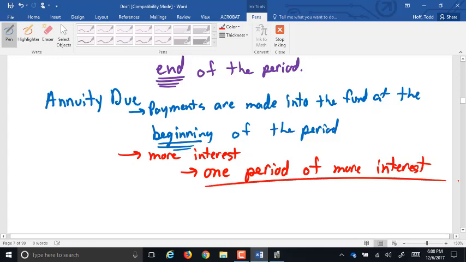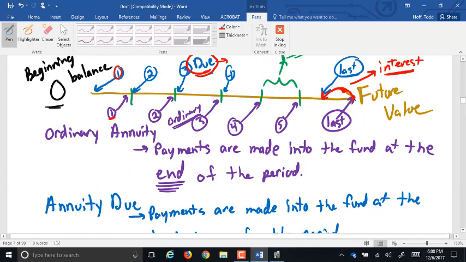So the math behind it is exactly the same. There's just one step added on for the annuity due. Because what would be the ending balance for the ordinary annuity is the balance at the beginning of the last period for the annuity due. So all that's going to happen is it sits there for one more period, and you get one more period worth of interest. We'll get to that in a minute.